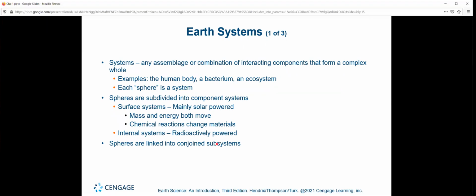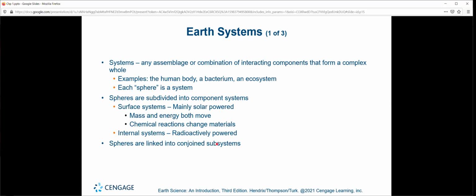So these spheres have systems within them. We're going to define a system as an assemblage or combination of interacting components that form a complex whole, right? Good example of this would be the human body. The human body has a bunch of different systems in it, right? The skeletal system, the endocrine system. I don't know. I'm no anatomist, but hopefully you understand where I'm going with this, right?